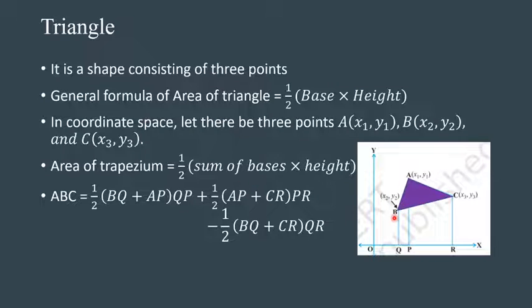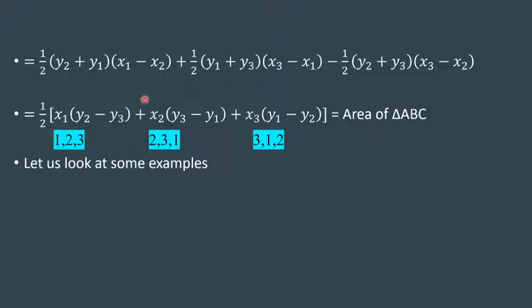So calculating this is not that hard. We can say that BQ is nothing but y2, and AP is nothing but y1, and QP is nothing but x1 minus x2. Like that, with the help of coordinates of the points, we can calculate all the lengths of the sides, and we get a relation like this. And by simplifying further, we get this formula, which is the area of triangle ABC: half into x1 into y2 minus y3 plus x2 into y3 minus y1 plus x3 into y1 minus y2. This whole thing comes in the bracket, and it will be 1 by 2. As you can see, there is a similar relation.